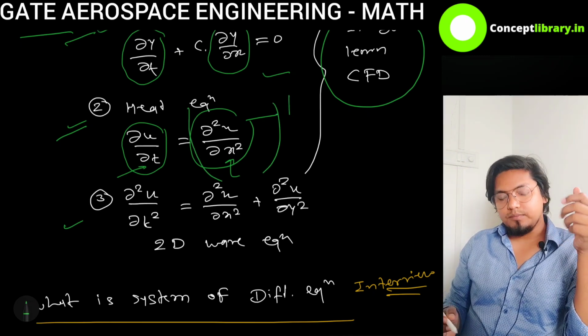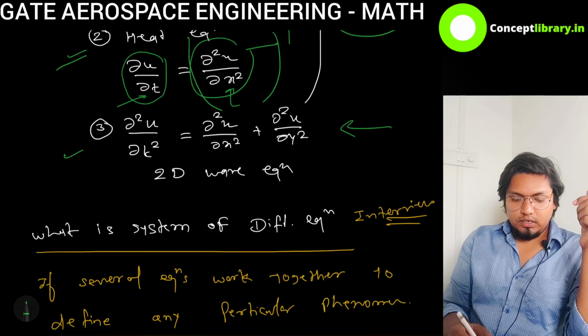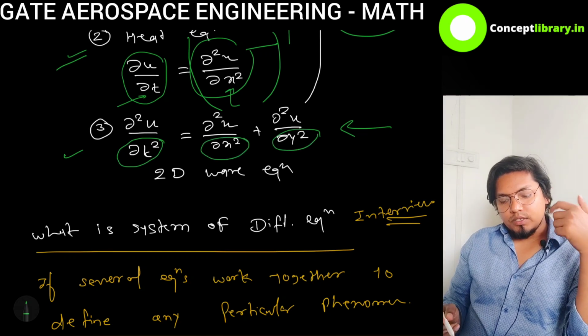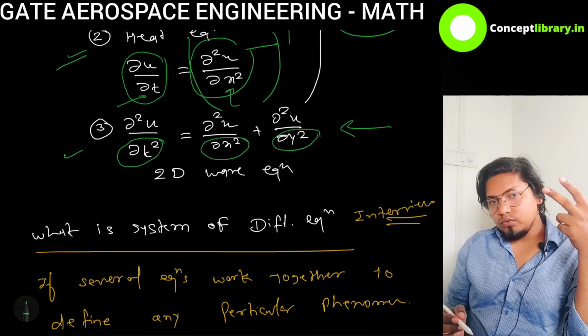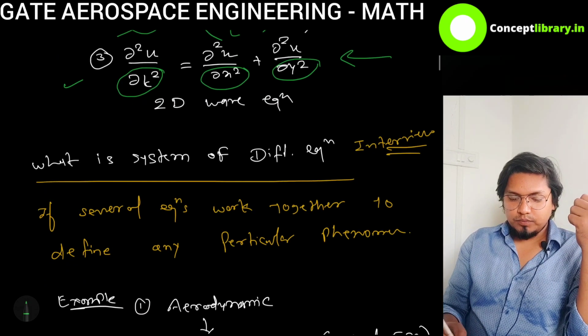So this became degree 1. Now in your third expression, you check this differentiation is about t, this is about x, and this is about y. So doesn't matter, the highest order is 2, so order is 2 and degree is 1. Okay, so this is again linear.